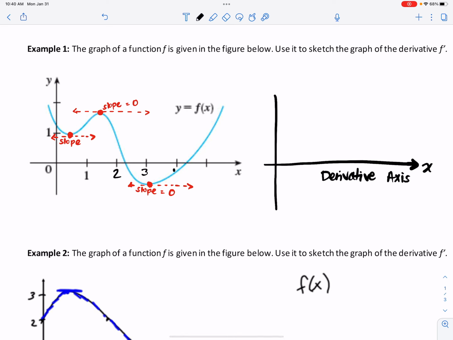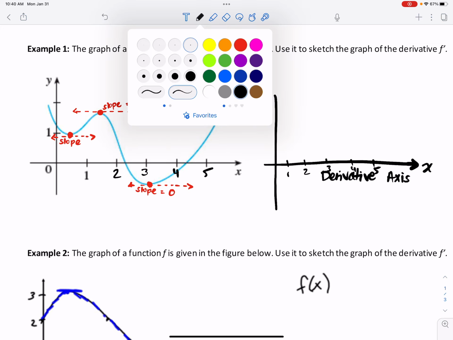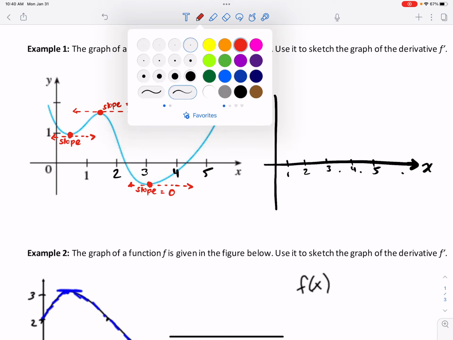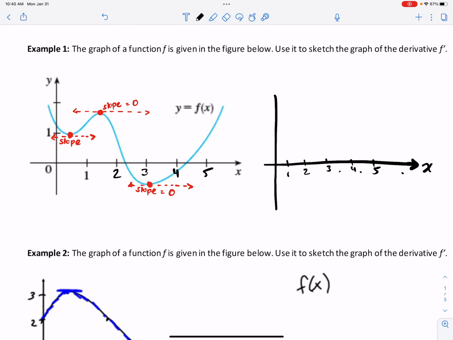Here's 1, 2, 3, 4, 5. 1, 2, 3, 4, 5. Okay. So I know that if I'm graphing my derivative, the slope at these 3 points that I've already marked, the derivative will be 0. So I'm going to go to my derivative graph, and at each of those x values, I'm going to mark the derivative as 0. Actually, that's not my derivative axis. I promise you I'm not usually this crazy. It's a crazy day. The y-axis is my derivative axis. Okay.